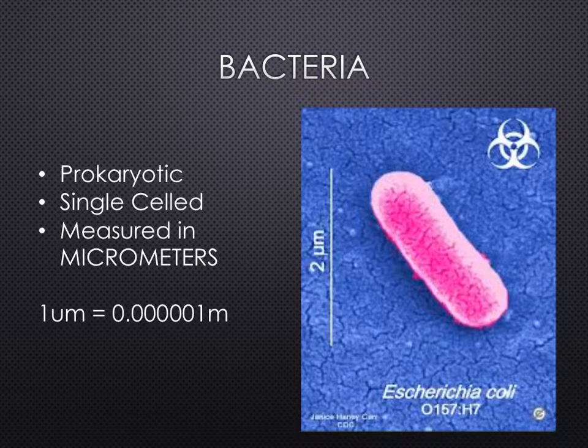They are all single-celled, meaning one single cell is the entire organism. This organism over here that you see is the bacterium. That's one single organism of a bacterium. This happens to be E. coli, which can cause digestive issues. But bacteria are single-celled organisms, and because they are a single cell, they're really, really small. Therefore we measure them in micrometers.